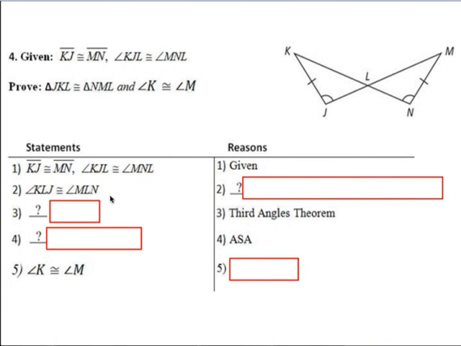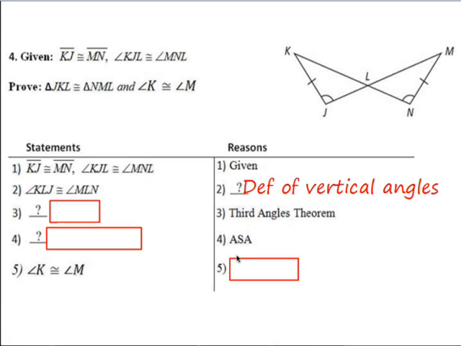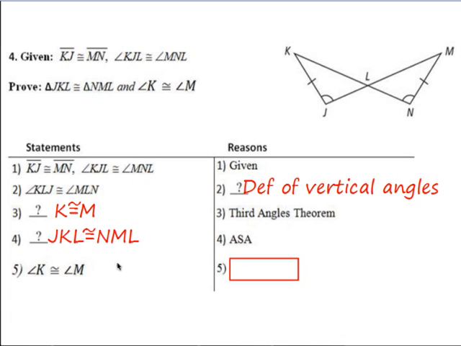Here, KLJ is congruent to MLN because they are vertical. The third angles theorem, that's how I know that K is congruent to M. JKL is congruent to NML because of angle, side, angle. And then lastly, that's our first appearance right there of CPCTC. Anytime we prove the triangles are congruent and then we say that one of the corresponding parts is congruent, that's going to be CPCTC.